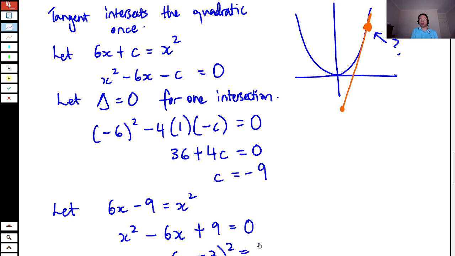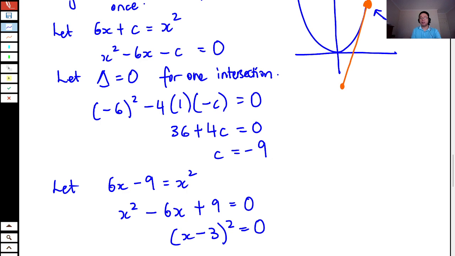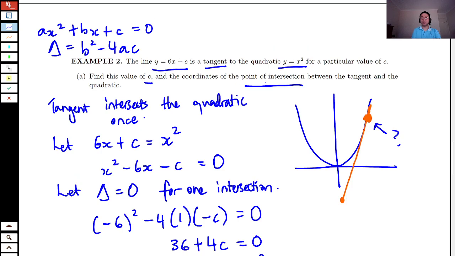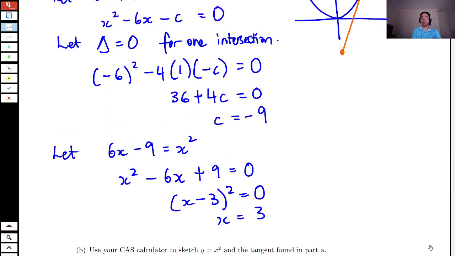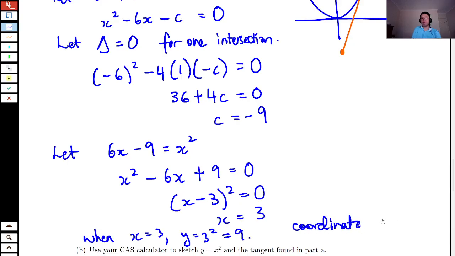x minus 3 all squared equals 0. You should recognize that as a perfect square. x equals 3. And if I substitute this back into this equation, which is the easier one to work with, x equals 3, y equals 9. So the coordinate of intersection is 3, 9.